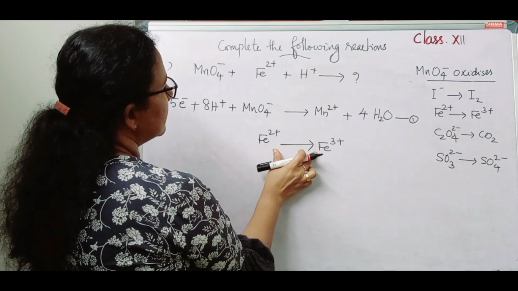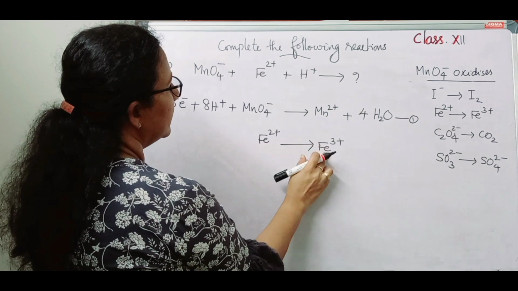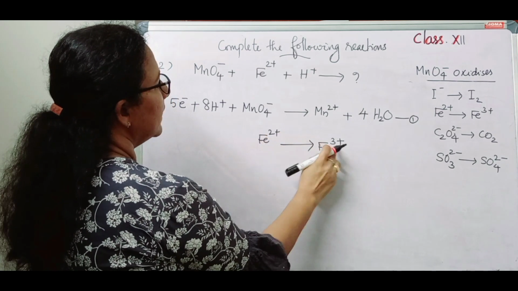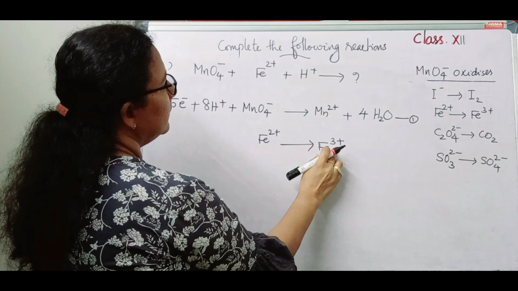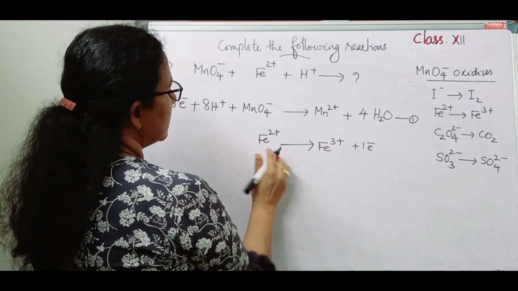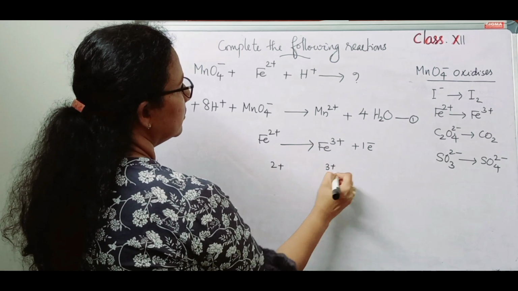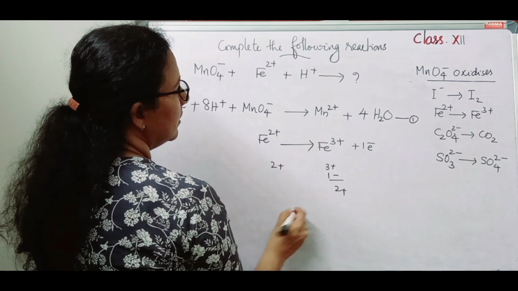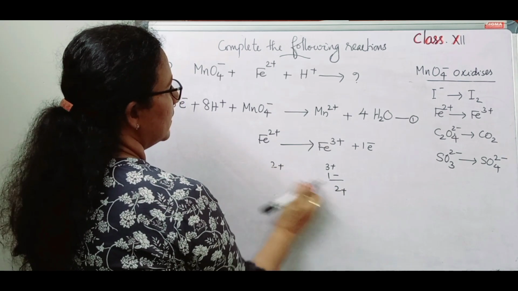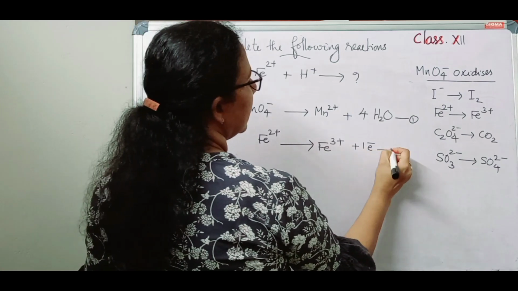Then balance this equation. The Fe atoms are the same, the number of atoms is the same. Then comes the charge, 2+ and 3+. So 2 positive, 3 positive. Here we can add 1 electron, then this will be equal. So 2+ charge here, 3+ charge, then 1 electron means 1 minus. So it will be 2+. So 2+ and 2+. So the charges are balanced. So this is the second equation.